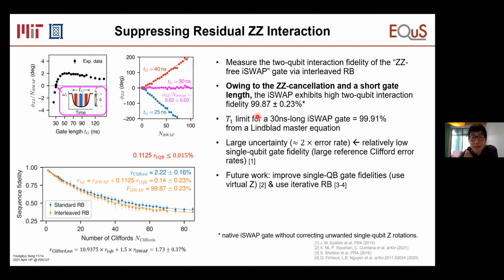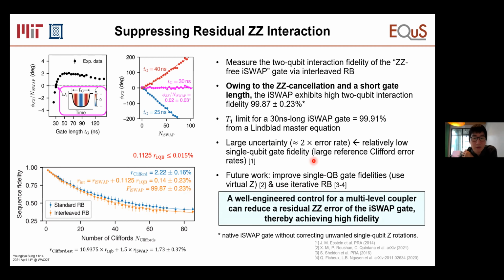notice that there is a large uncertainty, which is about 2 times the error rate. And this is mainly due to the relatively low single qubit gate fidelity, which makes the reference Clifford error rate worse. So in future work, we are planning to improve the single qubit gate fidelity by using virtual Z. And we actually noticed that in the recent Google work, they used the virtual Z for the iSwap gate. And we are also planning to use iterative randomized benchmarking to make better precision for the iSwap gate fidelity measurement. And also we want to distinguish coherent error contribution versus systematic error.